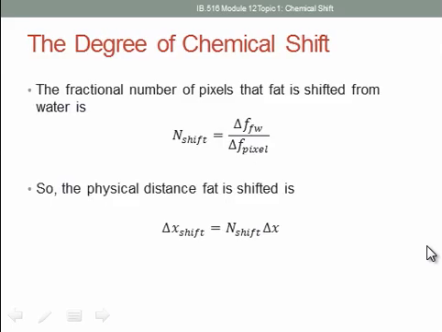Probably a more convenient way to look at this is the number of pixels that you will shift, or n sub shift, equals the frequency difference between fat and water divided by your delta F pixel, which is bandwidth per pixel. So at 1.5 Tesla, the numerator here is 214 Hertz. And then the denominator is whatever you have set up as your bandwidth per pixel. So the physical distance that fat gets shifted is this number times the dimension of your pixel.